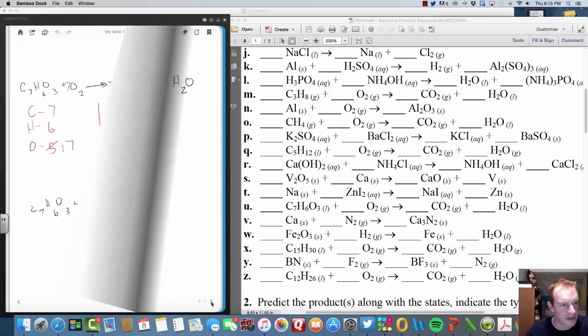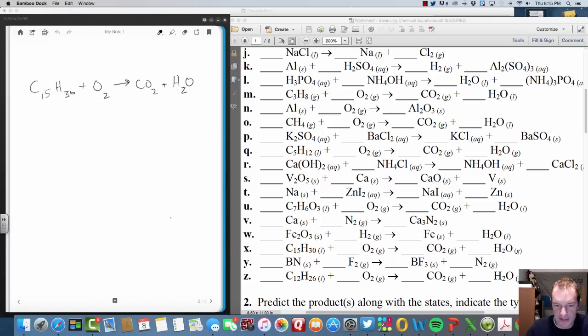Let's take a look at another example. This example is example X from the same handout. You can see it's also a combustion type of reaction. So let's set this up first by looking at our inventory. We've got carbon, hydrogen, and oxygen.